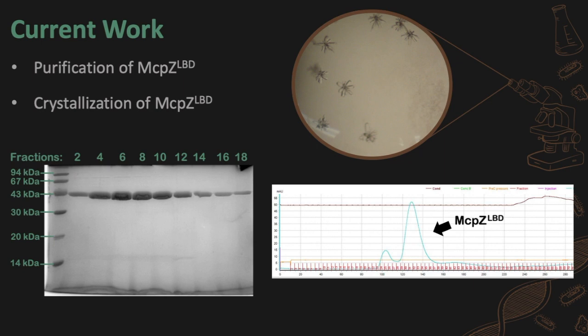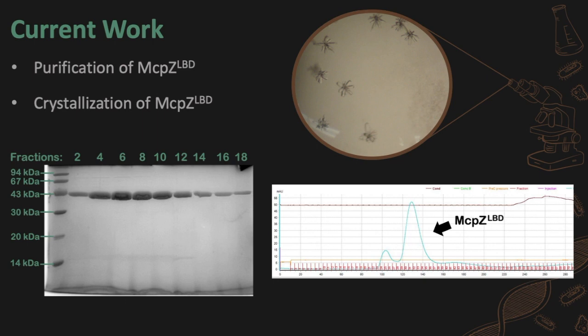I then moved on to try to purify the other protein, McpZ, using the same IMPACT affinity column chromatography methods followed by size exclusion chromatography. In this gel here, you can already see that there is a very good amount of the pure protein. The chromatogram to the right of this gel also shows the purified McpZ after size exclusion in very good amounts.